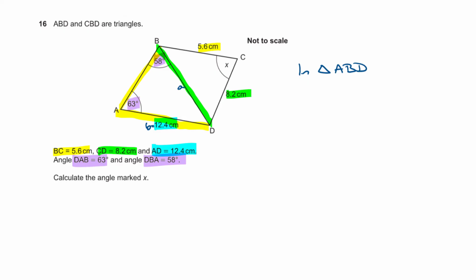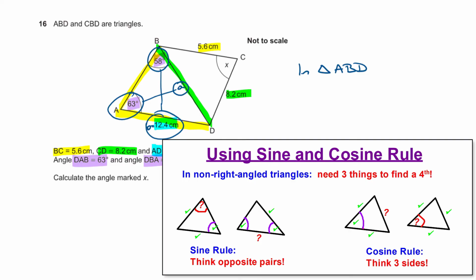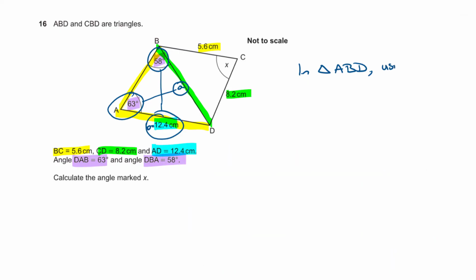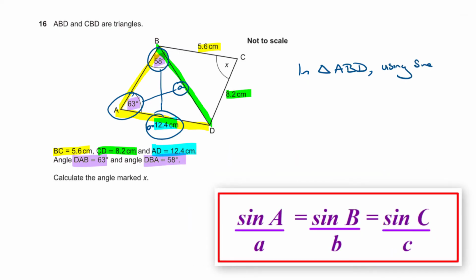So what we've got here is 2 pairs of opposite angles and sides. I've got angle A and I want side A. I know angle B and I've got side B. So what we want to use here is the sine rule, isn't it? Because sine rule is about opposite pairs. So in triangle ABD and using the sine rule, I think it's a good idea to say what you're doing. These little short sentences are very helpful to you when you go back and review your work, and also to the examiners. So in triangle ABD, using sine rule, we know that A over sine A equals B over sine B equals C over sine C.